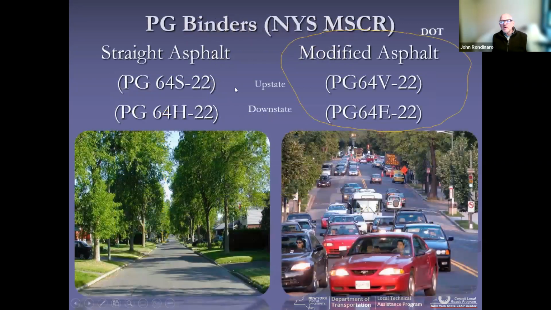Applying that to what we see in New York, at least on the DOT side, because we use 100% modified liquid asphalt, upstate a typical grade is now a PG 64V, very heavy traffic, -22. And downstate, you see a PG 64E, extreme traffic, -22.